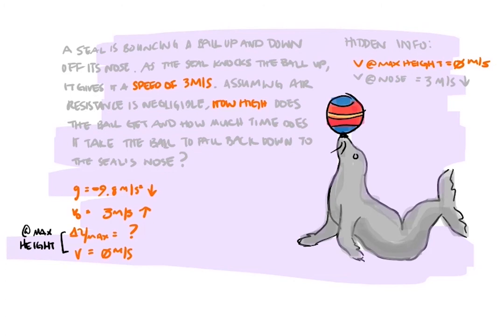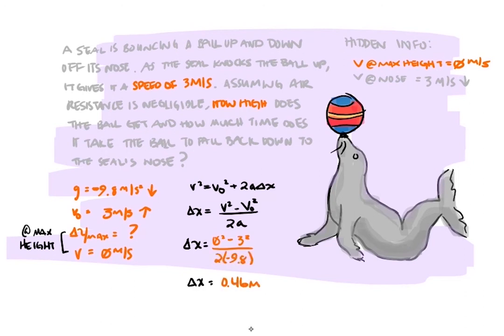Now, we have 4 variables, one of which is unknown. With this set of variables, we can use the equation final velocity squared equals initial velocity squared plus 2 times our acceleration times our displacement. Since we're solving for displacement, let's isolate delta x. We can substitute our known values, and our displacement comes out to be 0.46 meters.